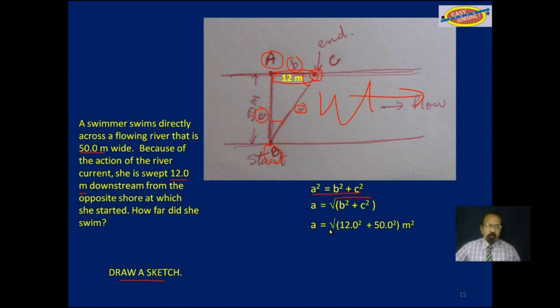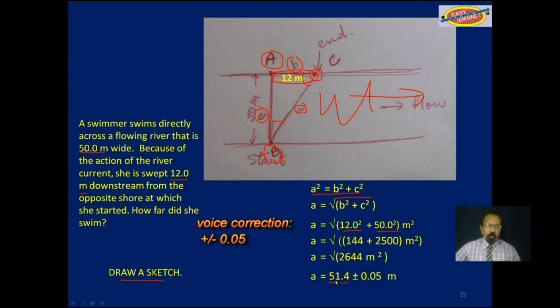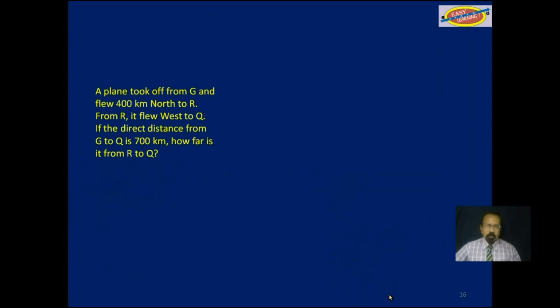We substitute the numbers we are given, and we eventually come up with A is equal to 51.4 plus or minus 0.5 meter, and that's because we are using 3 significant figures. CXC requires that answer as opposed to this one. Let's look at another example.